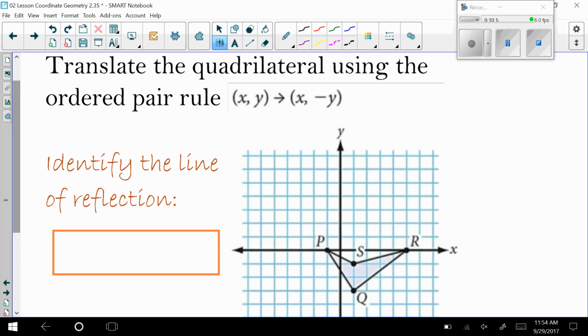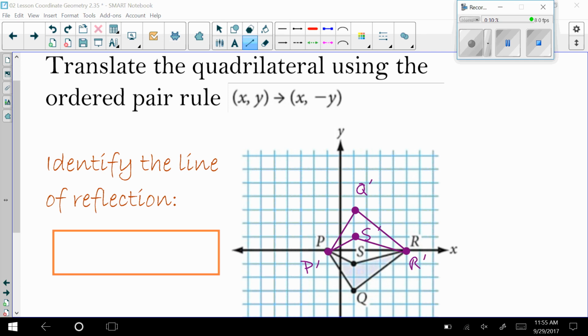Now you try. Use the ordered pair rule that we just practiced with, (x, y) becomes (x, -y), and identify the line of reflection. First, try this on your own and pause the video while you do so, and unpause for the solution.